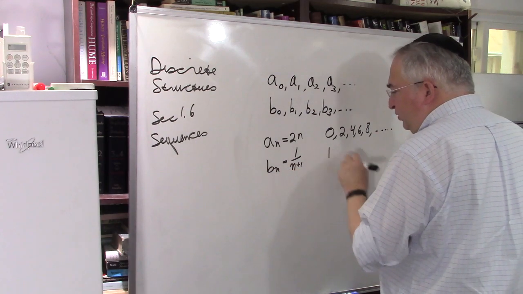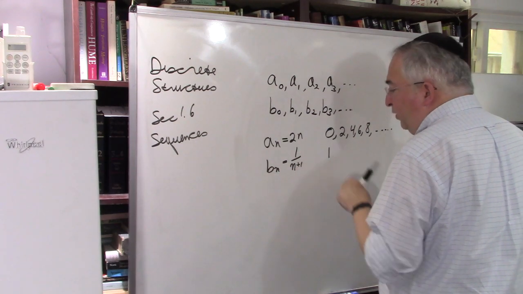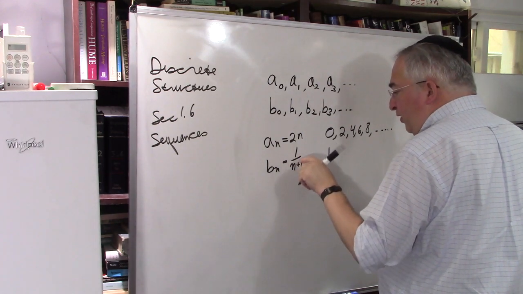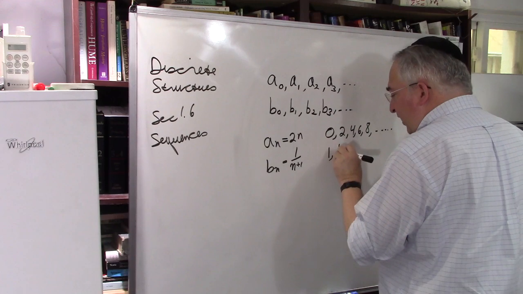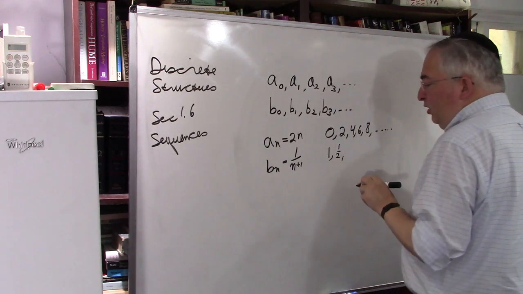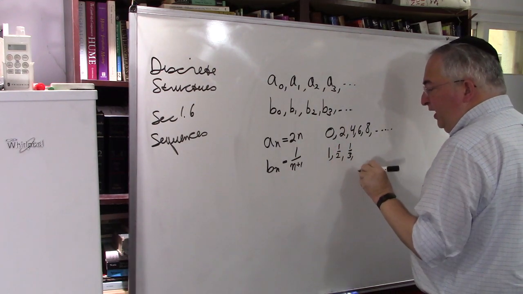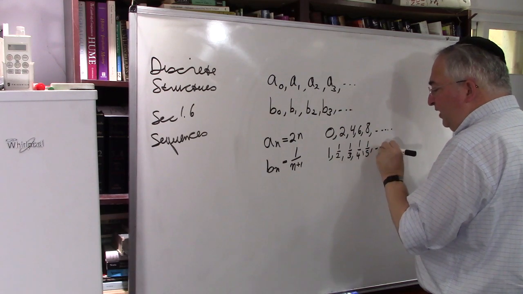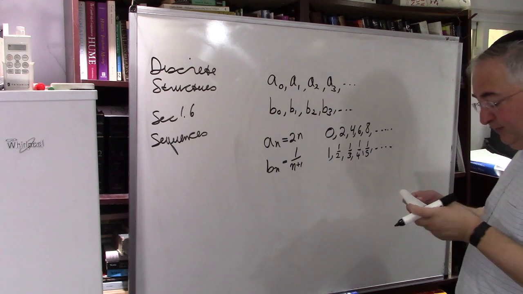So what does this correspond to? Well, let's plug in 0 here. 0 is going to correspond to 1. 1 over 0 plus 1 is 1. Next, n is equal to 1. 1 over 1 plus 1 is a half. Next, 1 over 3. Next, 1 over 4. Next, 1 over 5, ... So that's a sequence of numbers.